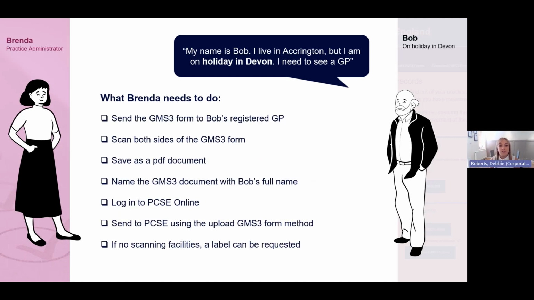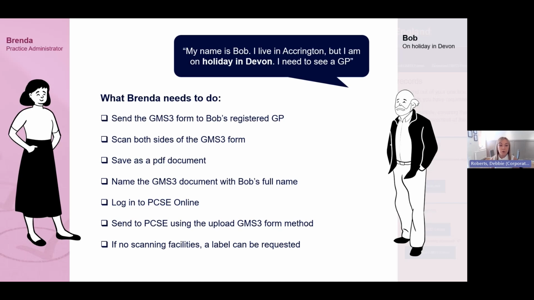Okay, so what does Brenda need to do then? So once the form has been completed, she'll need to send the GMS3 form to Bob's registered practice. In doing so, she'll need to scan both sides of the GMS3 form. Once she's scanned that through, she'll need to save that as a PDF document. And when she's saving that, we recommend that you do that with the patient's full name. So in this case, she'll need to put Bob's full name on there.